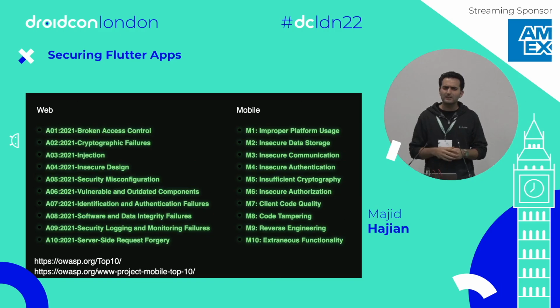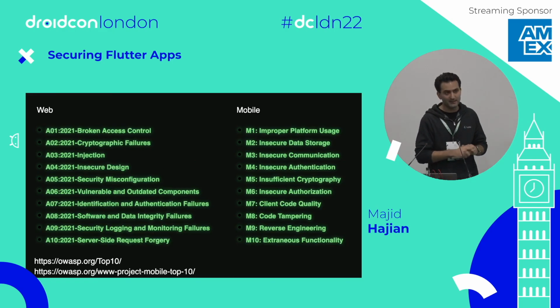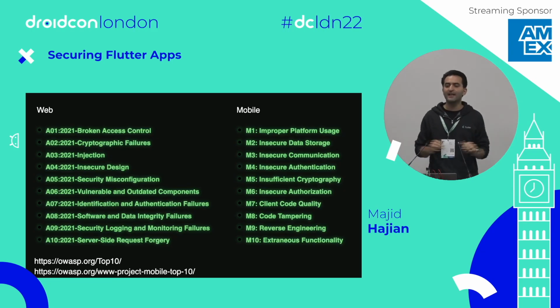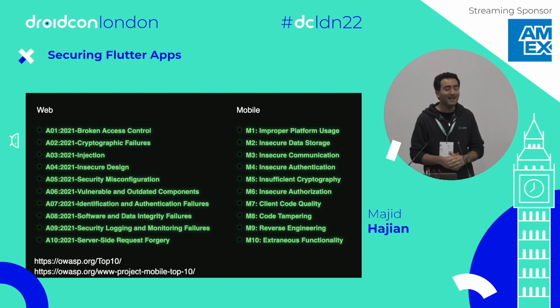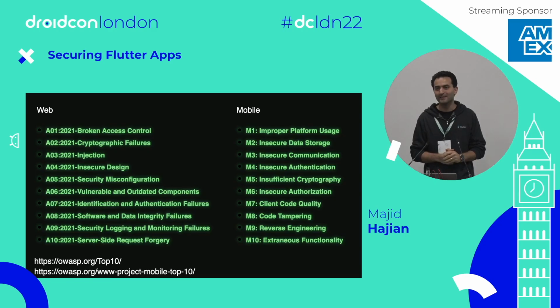There's always a top 10 list recommended, or announced, by this project, which goes through the top 10 security risks. I deliberately added web and mobile here next to each other. The main reason is that many of the things that you see on the web actually apply to mobile applications too. You should take care of that too.